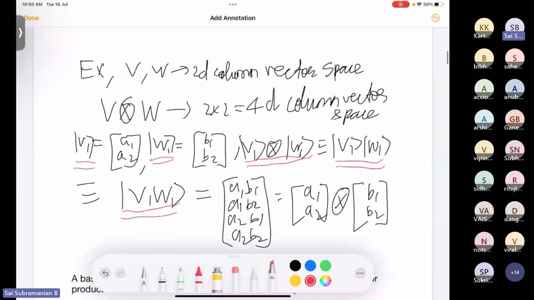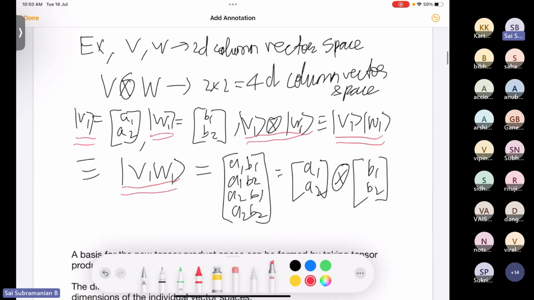What this just means is V1 vector is in the state A1, A2. W1 vector is in the state B1, B2. This is shorthand to represent that. That's it. Nothing special happening. Just telling us that V1 is in the state A1, A2, and W1 is in the state B1, B2. That's all this means. Now, sometimes we want to write it in the new vector space.